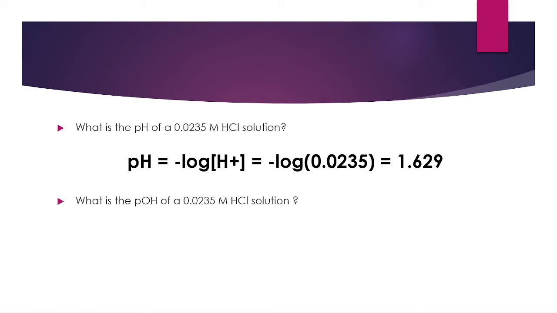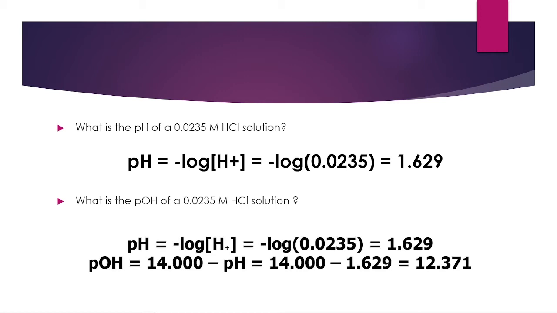So if that is the pH of the solution, what is the pOH? We do the exact same initial steps, and then because the pOH is equal to 14 minus the pH, we can then work out that our pOH is going to be 14 minus 1.629, therefore it will be 12.371.